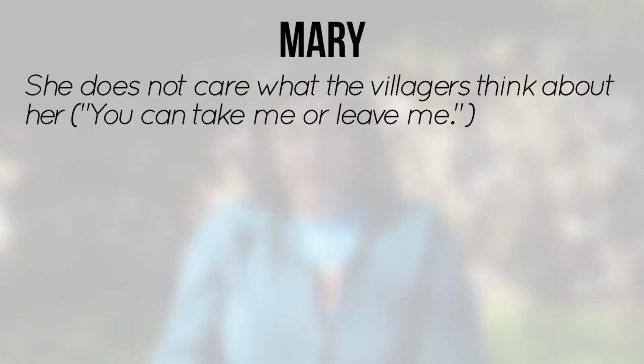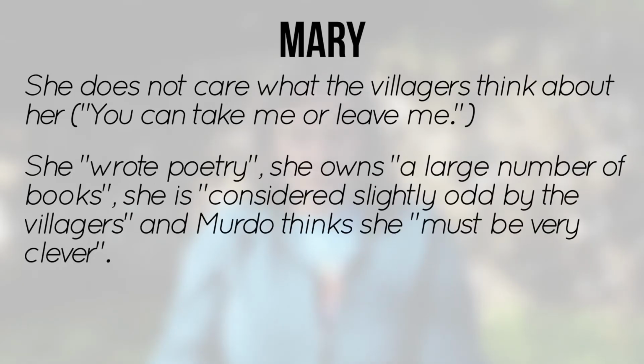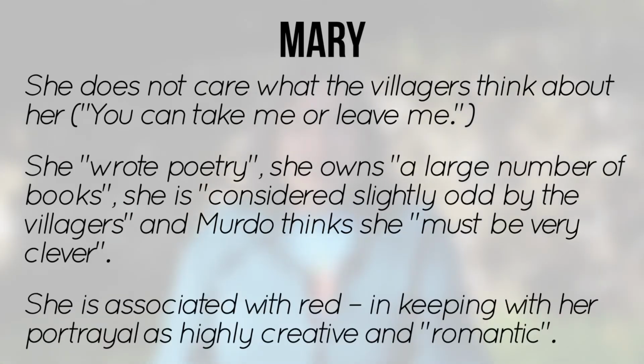Among the other things we learn about her are that she wrote poetry, that she owns a large number of books, that she is considered slightly odd by the villagers, and that Murdo thinks she must be very clever. Mary is associated with the colour red early on, and this is entirely in keeping with her portrayal as a highly creative and romantic woman.